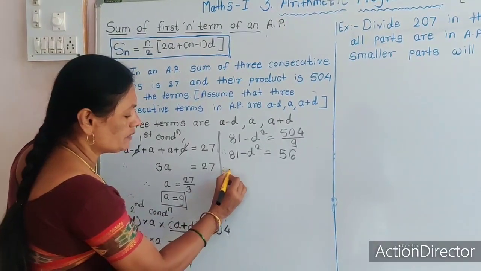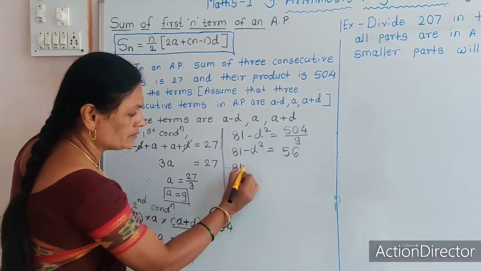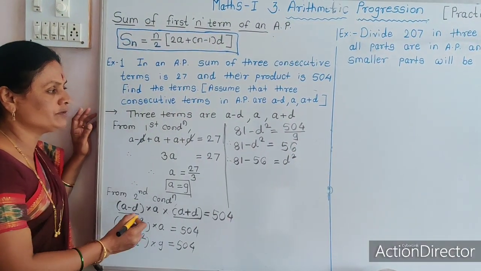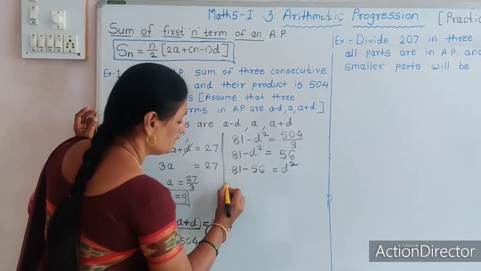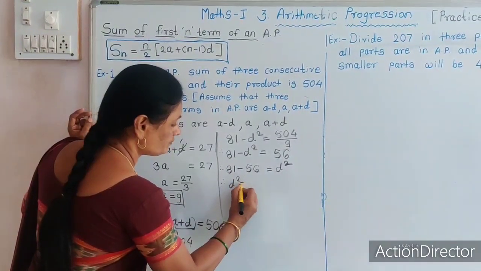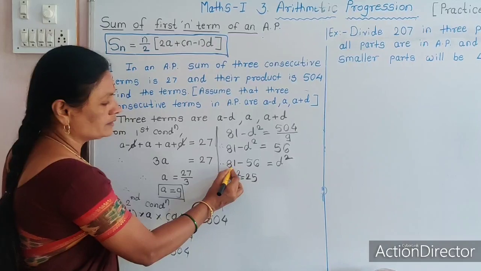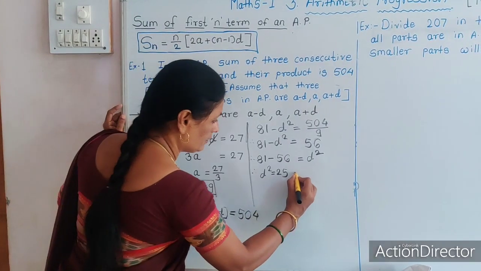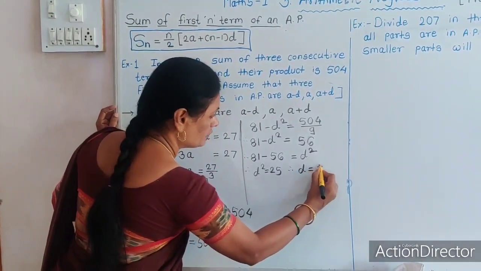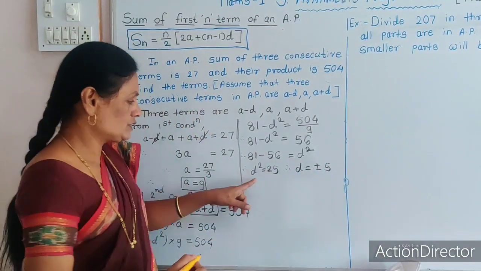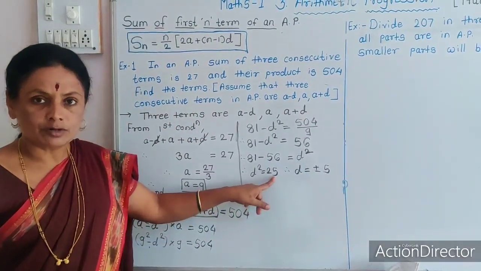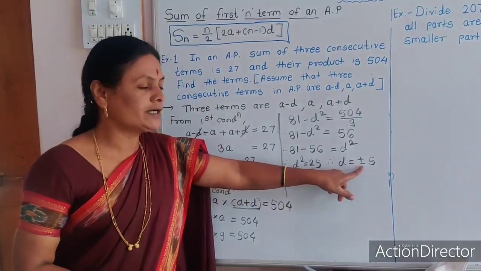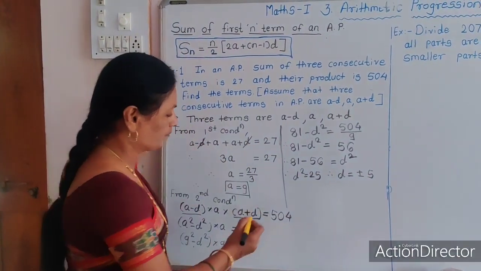Therefore, the next step is 81 minus 56 is equal to d square. Therefore, d square is equal to 25. Subtraction gives 25. Therefore, d is equal to plus or minus 5, taking the square root of both sides. The square root of 25 is plus 5 or minus 5. We consider two values, plus 5 or minus 5.